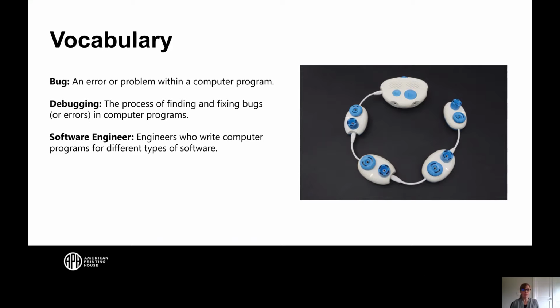So how do we get rid of this bug? Well, we need to debug. So debugging is the process of finding and fixing bugs or errors in computer programs. So who's going to do this fixing? These are the software engineers. Engineers who write the computer programs for different types of software also are the ones who will go back and fix the problems. So they will find the problem or bug, debug it, which is fixing the problem, and then make sure it works. So again, our three vocabulary words are bug, debugging, and software engineer.